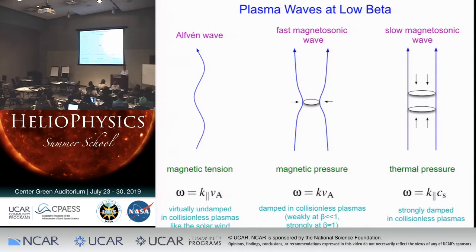All right, one last thing. I have a couple last things and then I'll give you the break. Alfvén waves are virtually undamped in the collisionless solar wind. Fast waves and slow waves are both damped by wave-particle interactions. I'll talk to you more about wave-particle interactions tomorrow. But they're interactions which remove fast wave and slow wave energy from the solar wind.